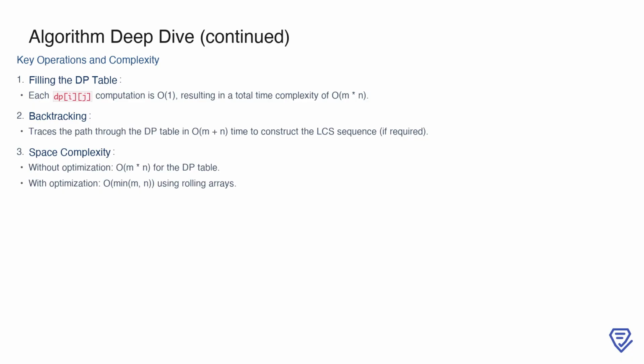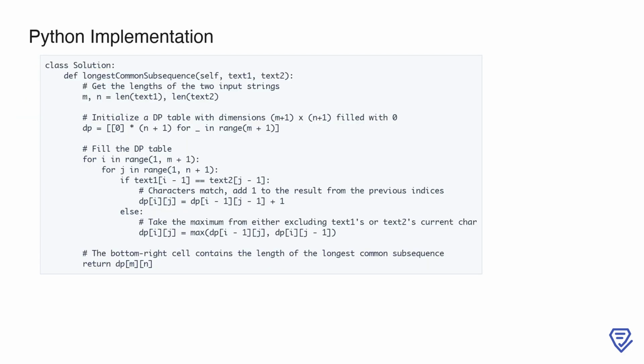In terms of space complexity, the full DP table requires O(m times n) space. However, with the space optimization using rolling arrays, we can reduce this to O(min(m, n)) when only the LCS length is required. These optimizations make the dynamic programming approach both time and space efficient for solving the longest common subsequence problem. This implementation solves LeetCode problem number 1143, longest common subsequence, using a dynamic programming approach.